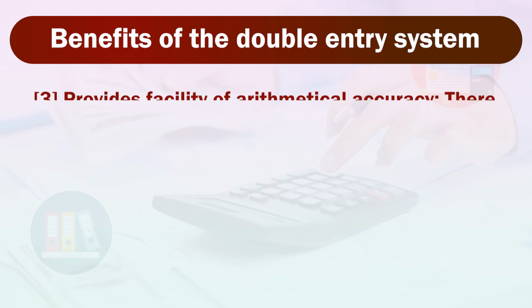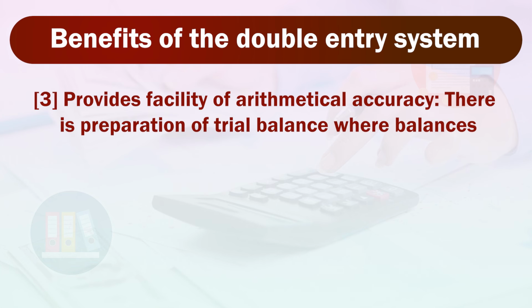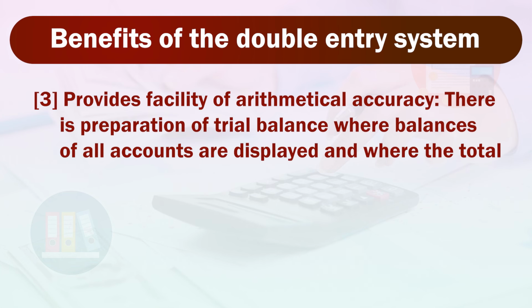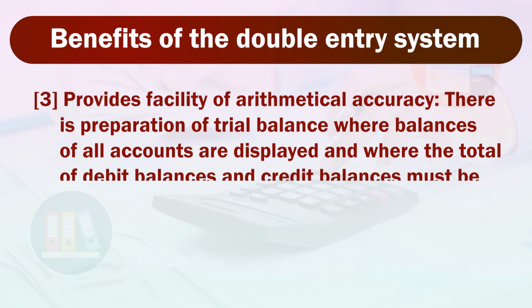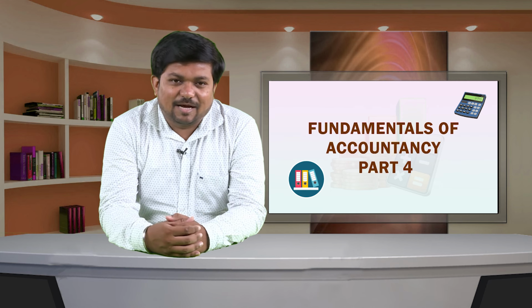The third benefit is that it provides the facility of arithmetical accuracy. There is a preparation of trial balance where balances of all accounts are displayed and where the total of debit balance and credit balance must be equal. Through the trial balance, arithmetical accuracy can be examined.